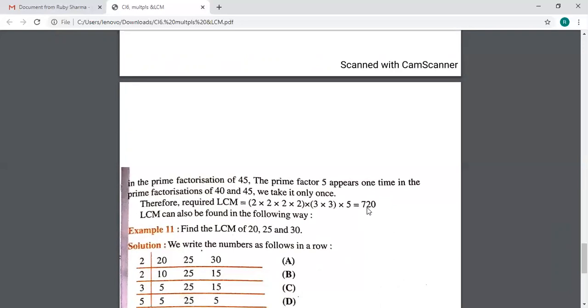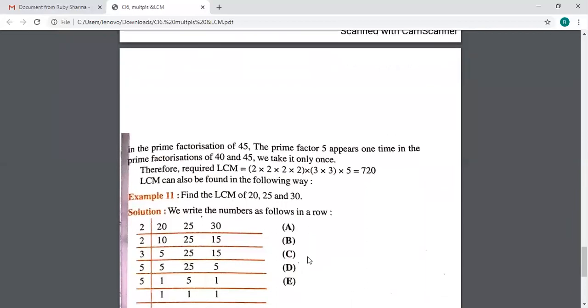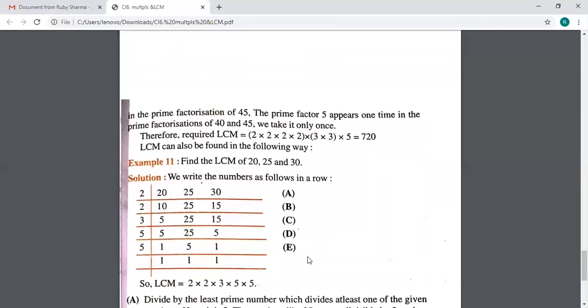So try to do these sums. Now next is find the LCM of 20, 25 and 30. Okay. So we have come to the last sum. Find the LCM of 20, 25 and 30, but this is the division method.